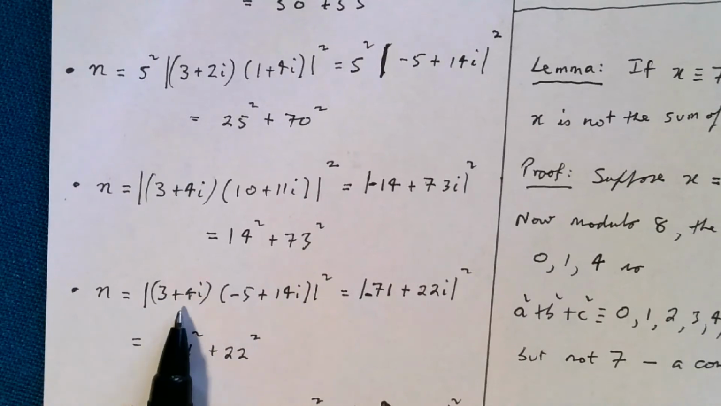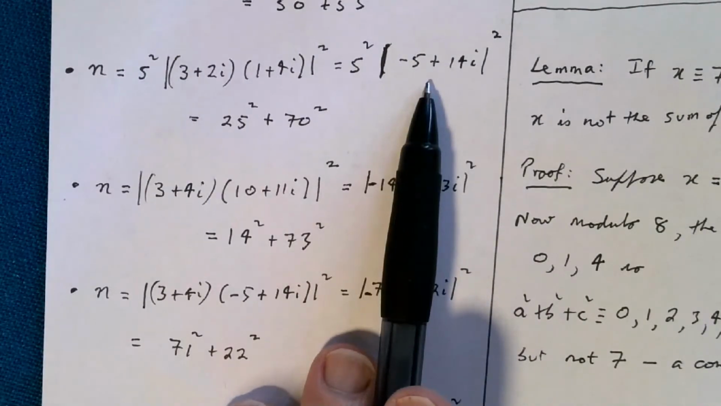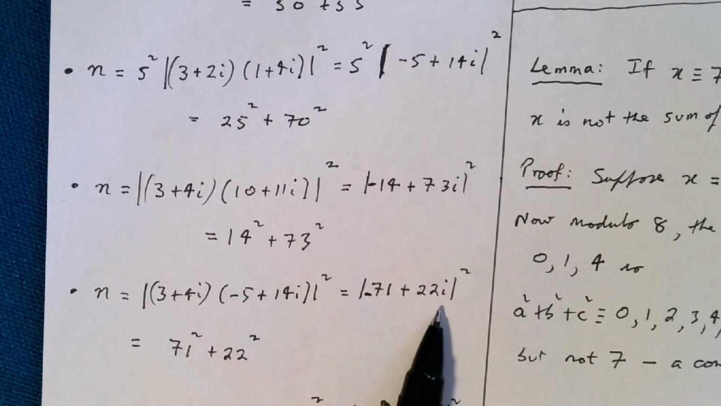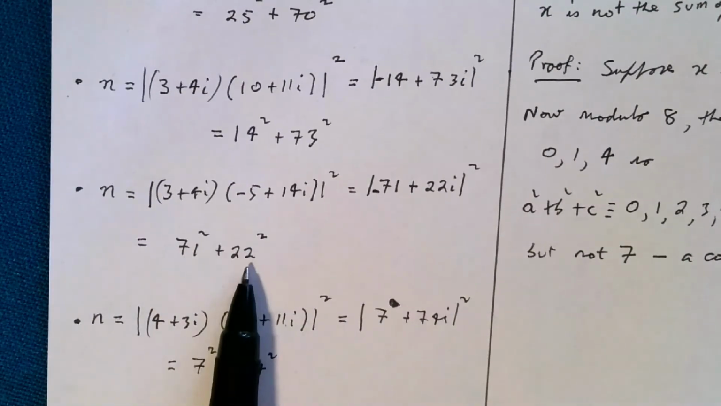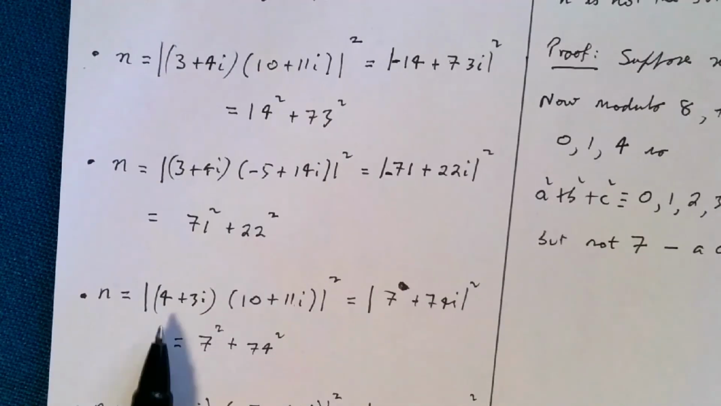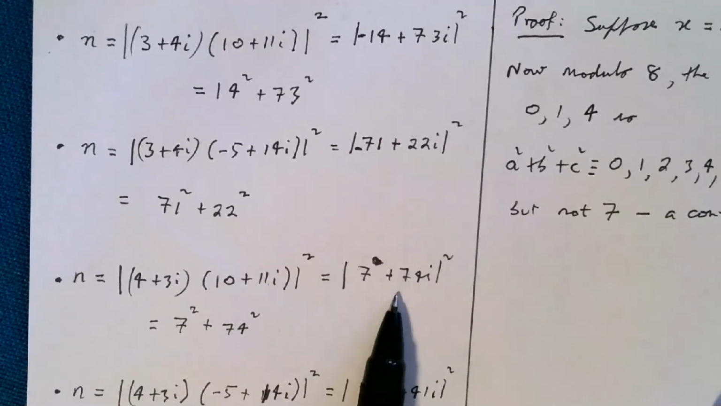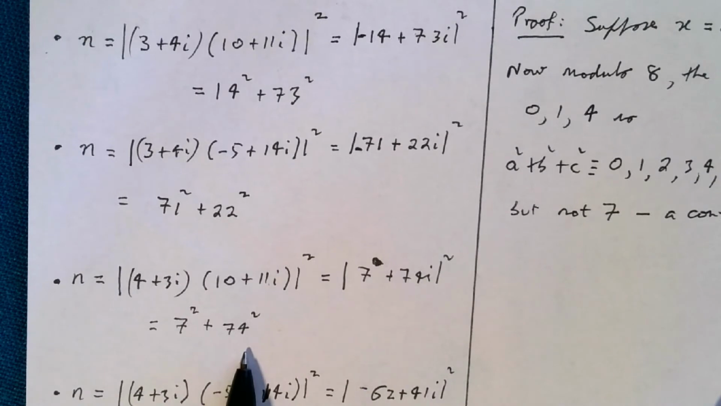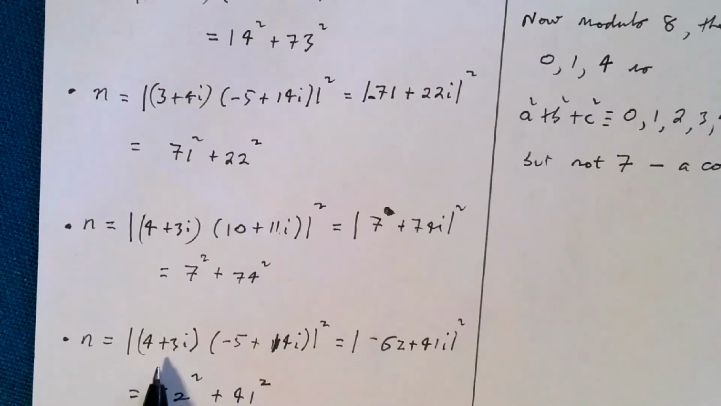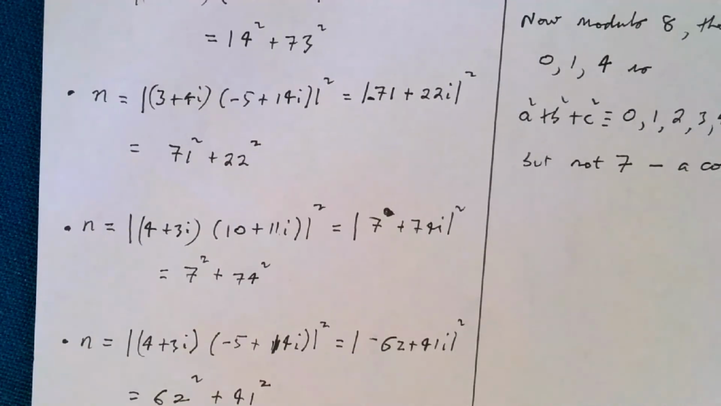Similarly, I can take 3 plus 4i, and I'm going to use this one for the product of these other two, and multiply it out, you get this. So that gives you another representation, 71 squared plus 22 squared. I took 3 plus 4i, and now I can take the other one, 4 plus 3i, and do exactly the same thing. And so I get 7 squared plus 74 squared. And I can do exactly the same thing here, multiplying 4 plus 3i by the other one, and I get 62 squared plus 41 squared.